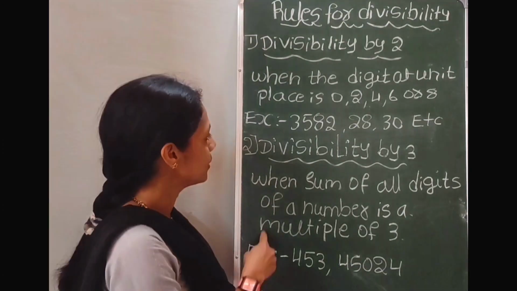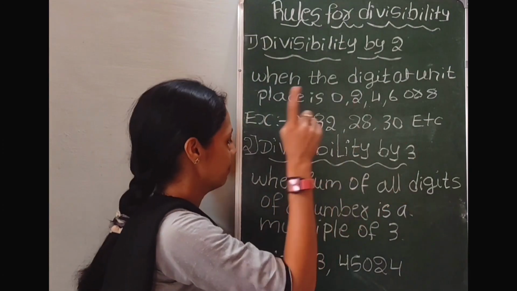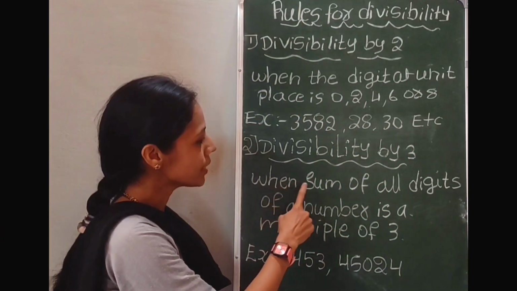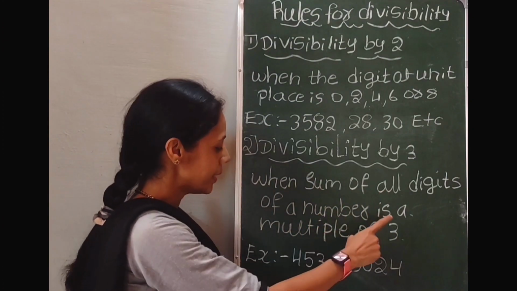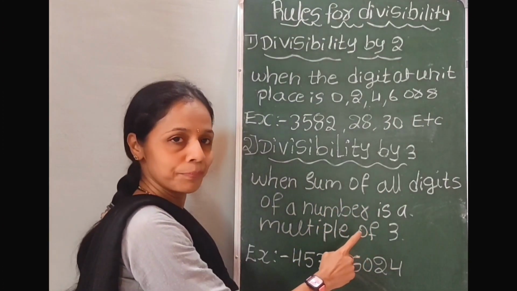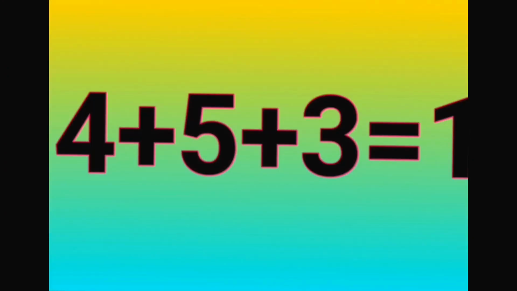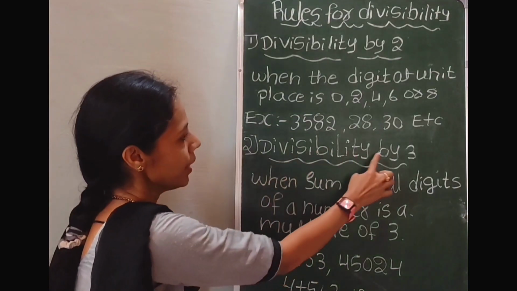Okay, next we consider divisibility by 3. Any number is divisible by 3 when the sum of all digits of the number is a multiple of 3. Okay, consider an example. 453 is the first number. 4 plus 5 is 9. 9 plus 3 is 12. 12 is a multiple of 3. So this number is divisible by 3.